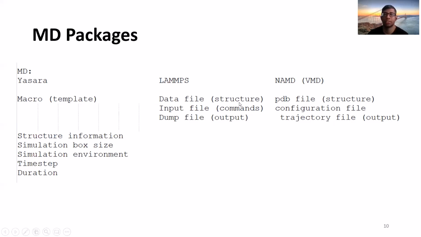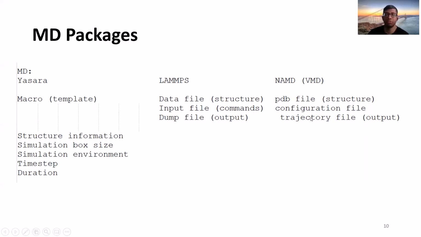In case of LAMMPS, that is actually a data file, and in ESRs you can use a macro to load all the information. In NAMD, you also use a configuration file where you define all the things you want to do on the PDB file, the structure file, and as an output you get a trajectory file. In case of LAMMPS, this configuration file is called an input file, where the syntax is different. As with every molecular dynamics simulation package, there is different syntax that you have to follow.